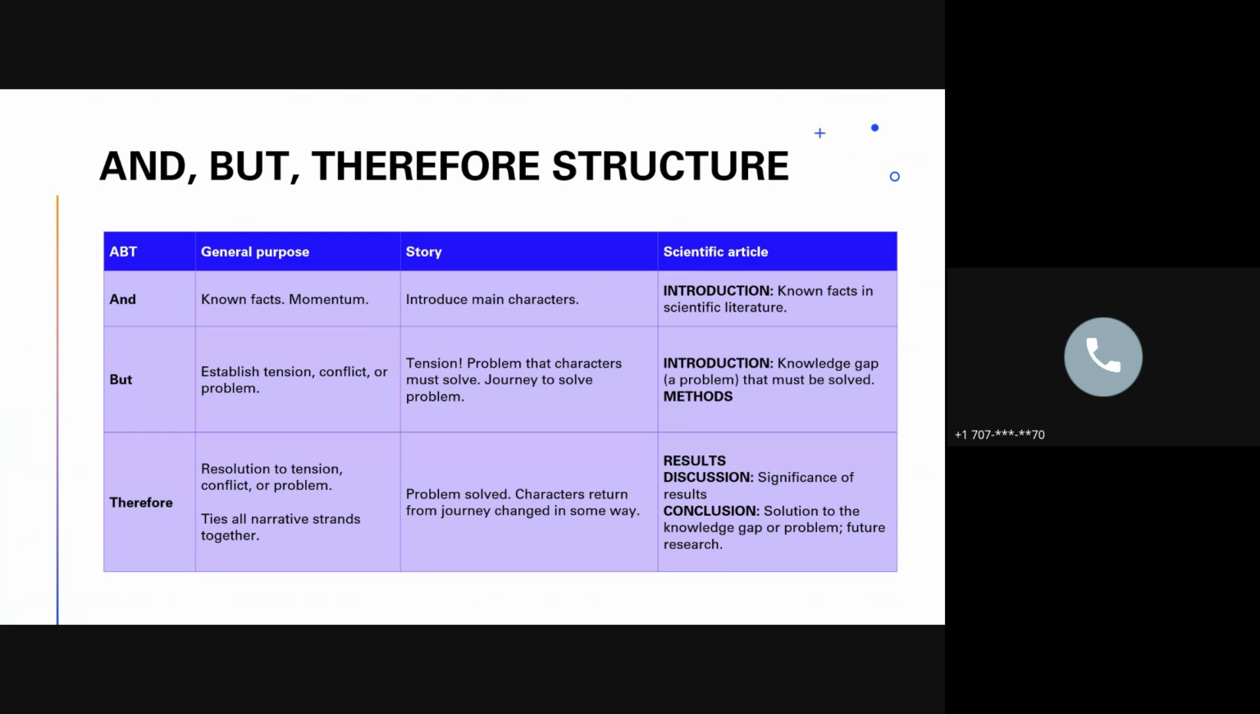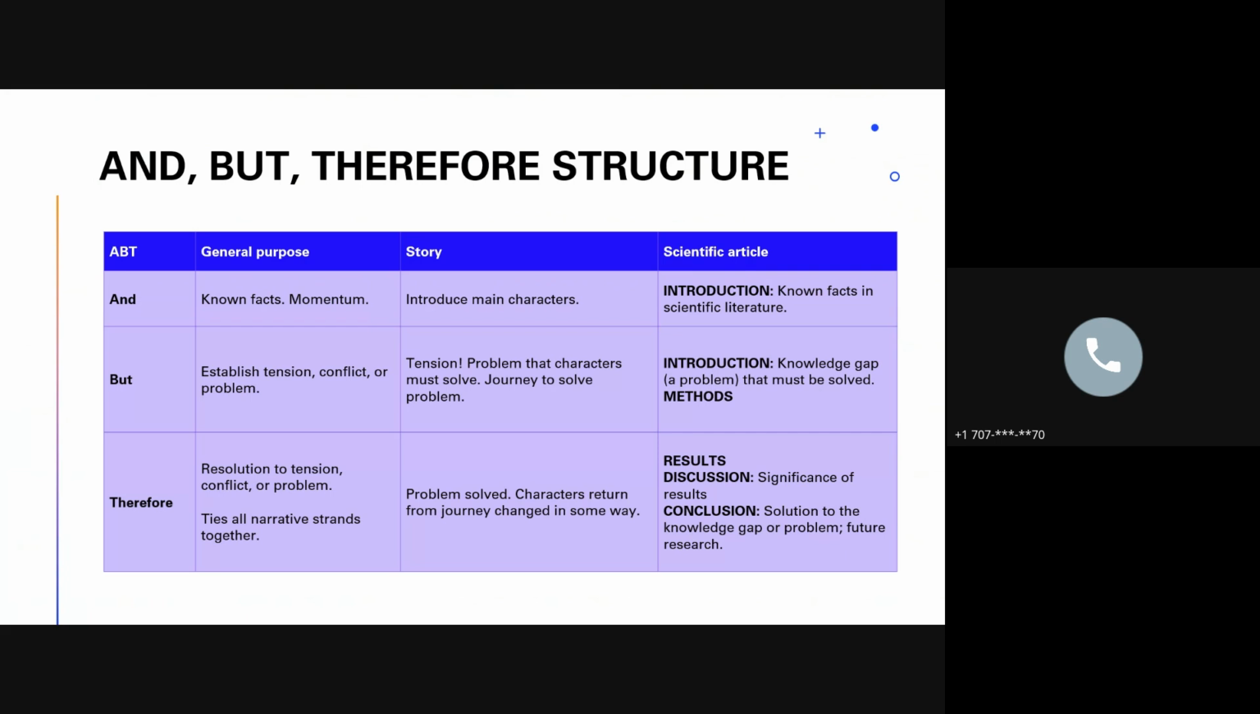And the therefore part is, so we're saying this happens and this happens and this happens, but here's something that we don't know. Therefore, here's what we're going to do. Or, therefore, here's what we're learning. So this is the resolution to the tension, the conflict, or the problem. This ties all the narrative strands together.